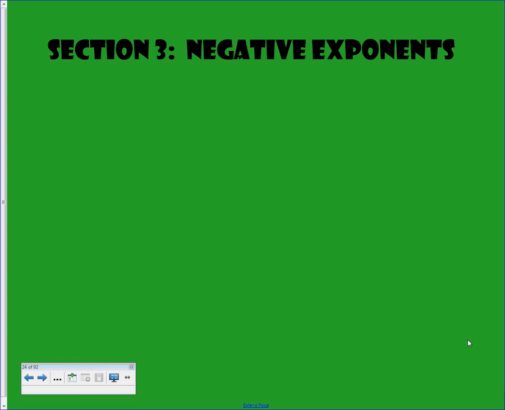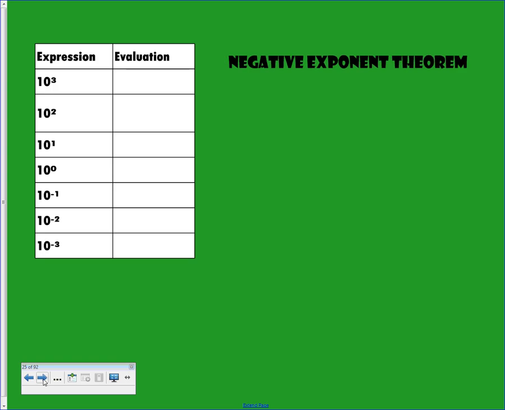Chapter 7, Section 3 is on negative exponents. So just one more special rule that we keep separate from yesterday so that we can get a grasp on yesterday before we move on to today. So let's just think about some things.